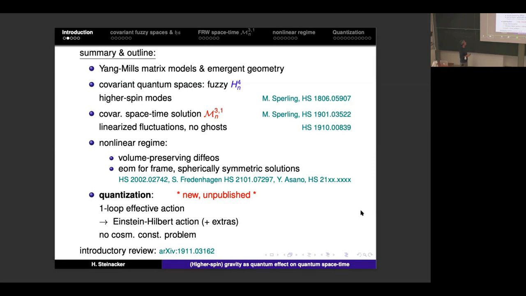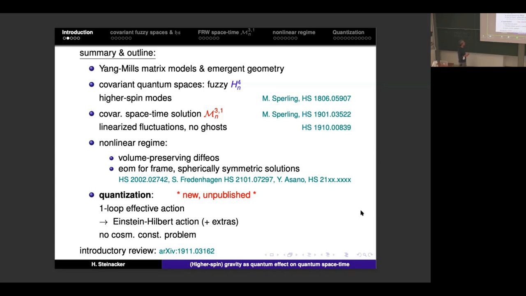This is Euclidean, so that will be a four-dimensional hyperboloid. Of course, we are interested in Minkowski signature, and from that you very easily get a covariant space-time solution, which is M^{3,1}. That will be our main playground, and a nice higher-spin theory without ghosts will emerge on that, with some funny caveats.